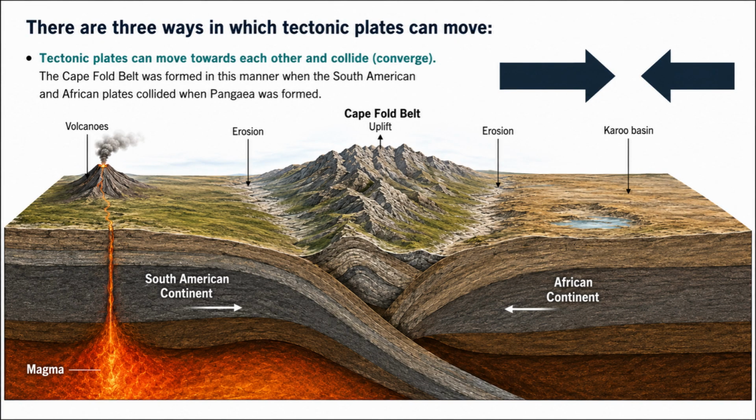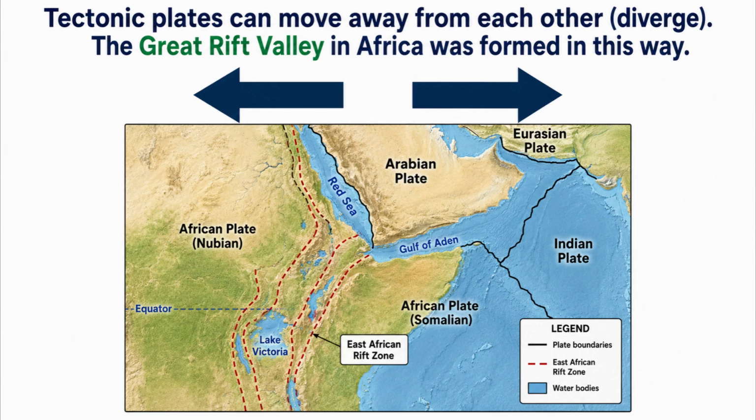There are 3 ways in which tectonic plates can move. Tectonic plates can move towards each other and collide or converge. The Cape Fold Belt was formed in this manner when the South American and African plates collided when Pangaea was formed. Tectonic plates can move away from each other or diverge. The Great Rift Valley in Africa was formed in this way.